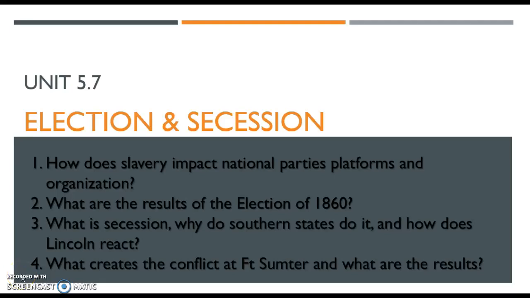Today we're going to talk about Unit 5.7, Election and Secession. Our key questions today will be: how does slavery impact national party platforms and organization? What are the results of the election of 1860? What is secession? Why do Southerners do it? And how does Lincoln react? And what creates the conflict at Fort Sumter, and what are the results?